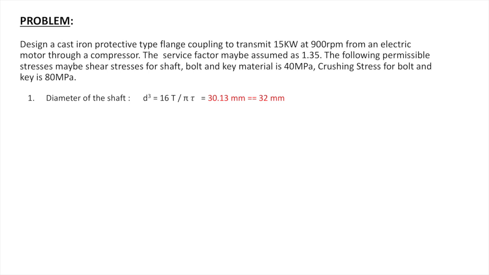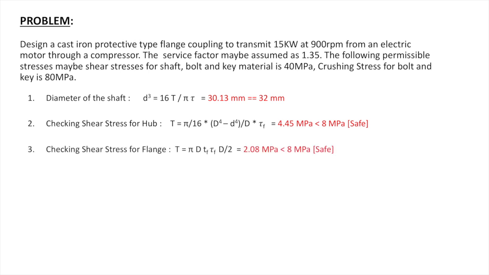First, we find the diameter of the shaft using the formula d cubed equal to 16T by pi tau, where we get the answer as 32 mm. Next, we check the shear stress for the hub, where 4.45 megapascal is less than 8 megapascal, so the stress for the hub is safe. Third step is to check shear stress for the flange. Here also 2.08 is less than 8 megapascal, so it is safe.